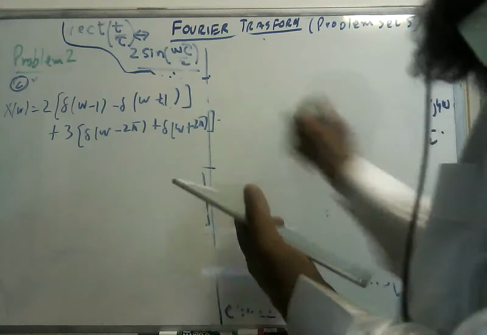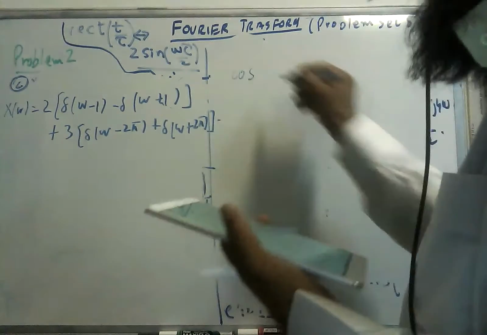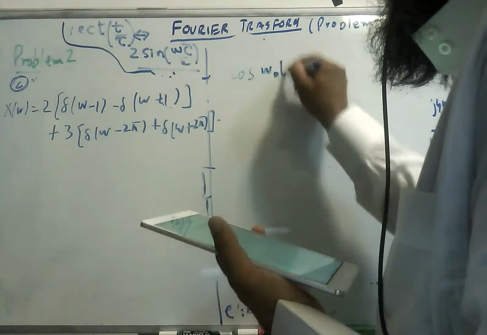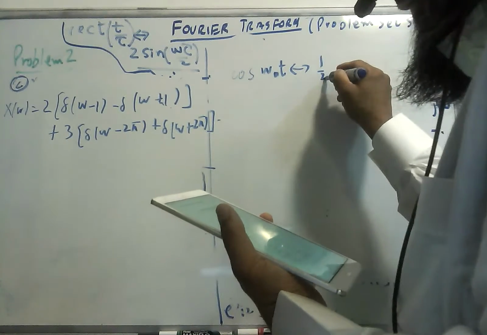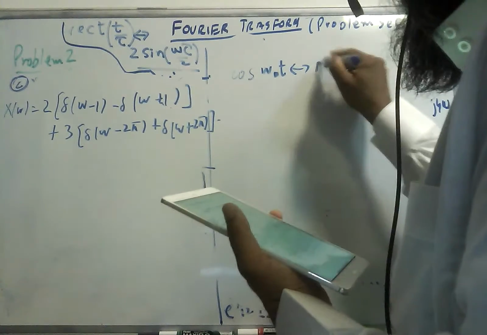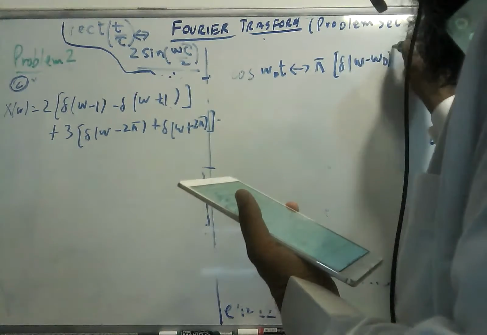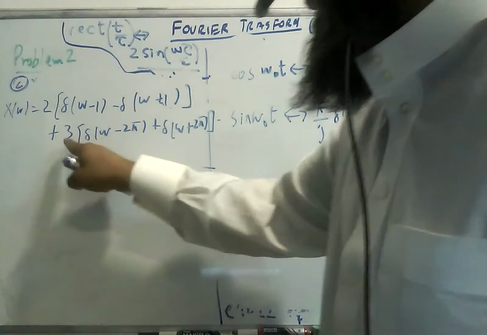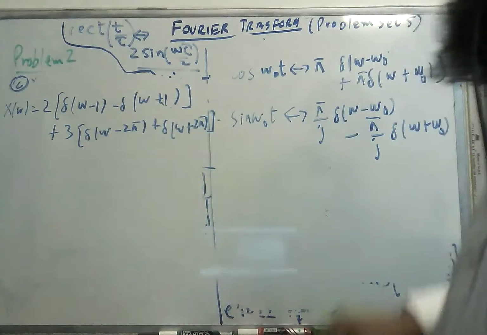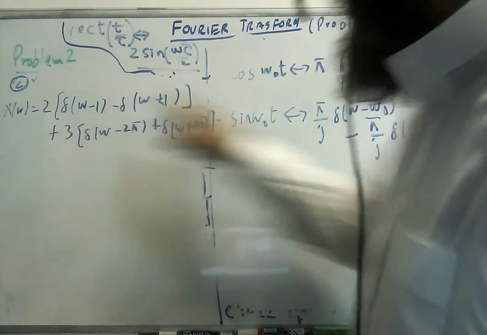Let us take cosine omega naught t. The Fourier transform is 1 over 2, okay, so it is pi delta omega minus omega naught plus delta omega plus omega naught. Don't worry about the constants, we can adjust them. We just need to see if there is a plus or a minus. If there is a negative, then right.